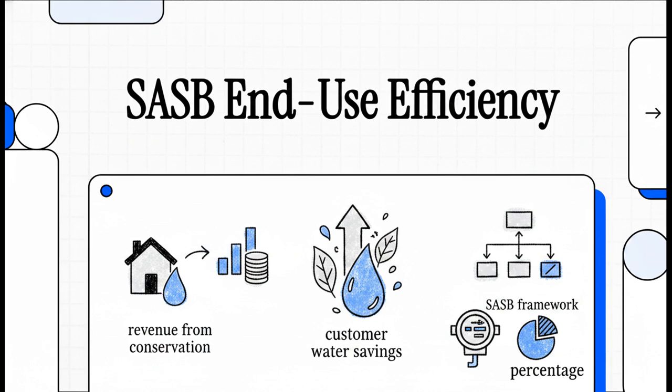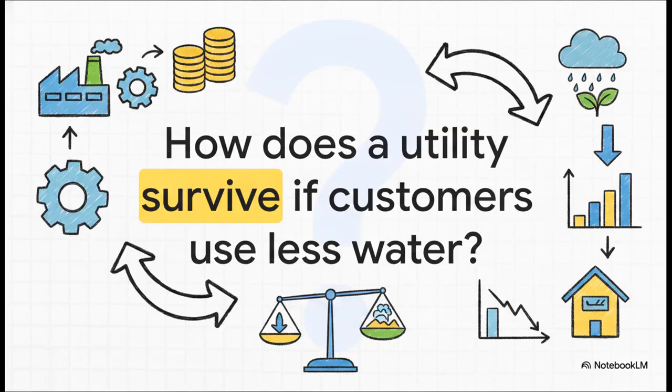We'll be guiding you on how to disclose the percentage of your revenue derived from conservation-promoting rate structures, like decoupled rates, and how to track the total volume of customer water savings that actually result from your utility-supported measures. Let's jump right in.